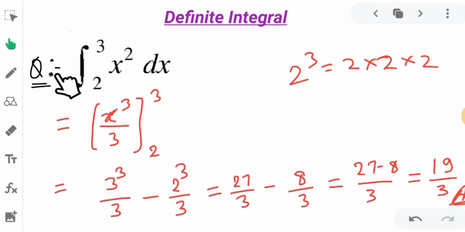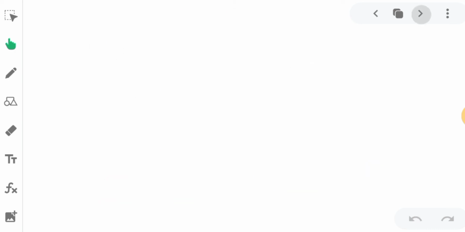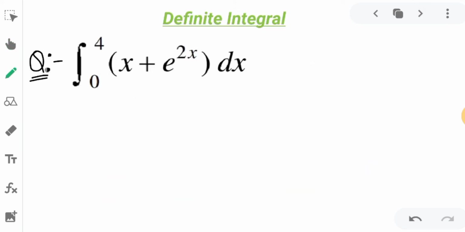Okay, so like this we will solve. This is one simple question about the definite integral of x square dx, lower limit 2, upper limit 3. I hope you understood this. Now I am moving to the second question of the definite integral. This is the second question of today's video.